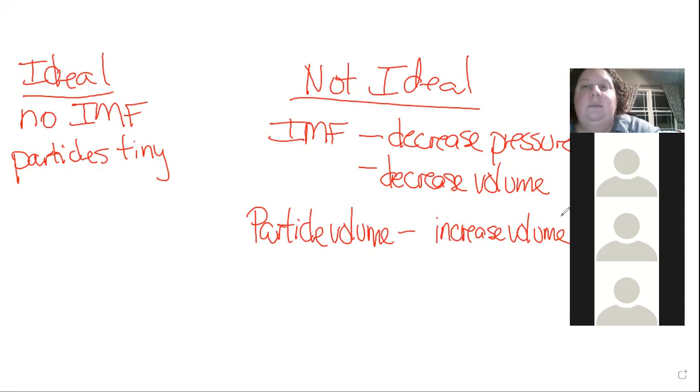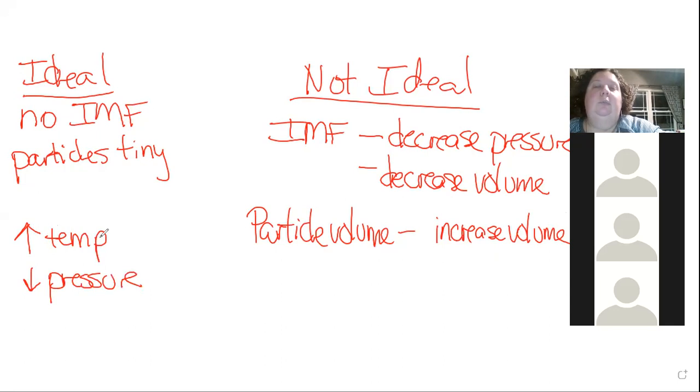So we have some variables we can change or control to make things behave more or less ideally. If we want an ideal gas, in order to decrease those intermolecular forces, we want a very high temperature, because that's going to make those particles move around faster, giving them less time to bump into each other. And we also want lower pressures, because lower pressure means we're not squeezing those particles so close to each other, so they're not going to interact as much.